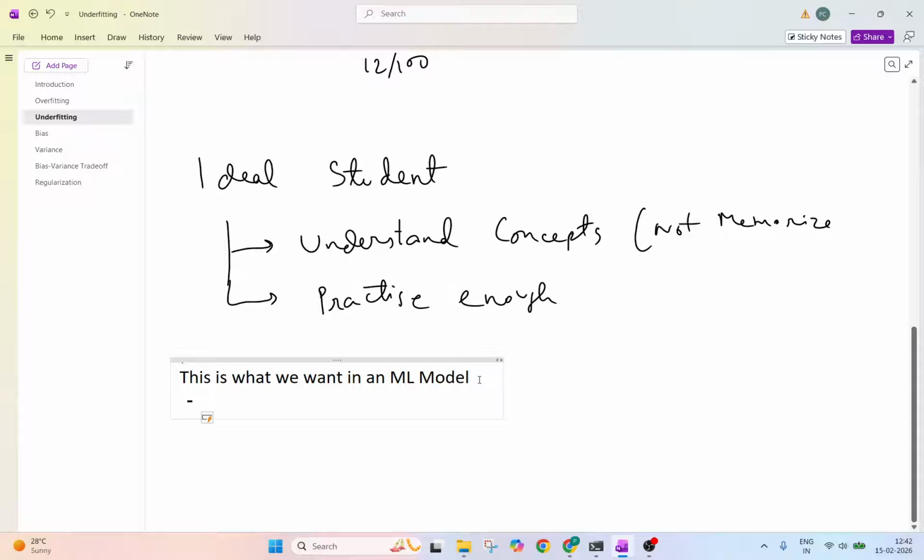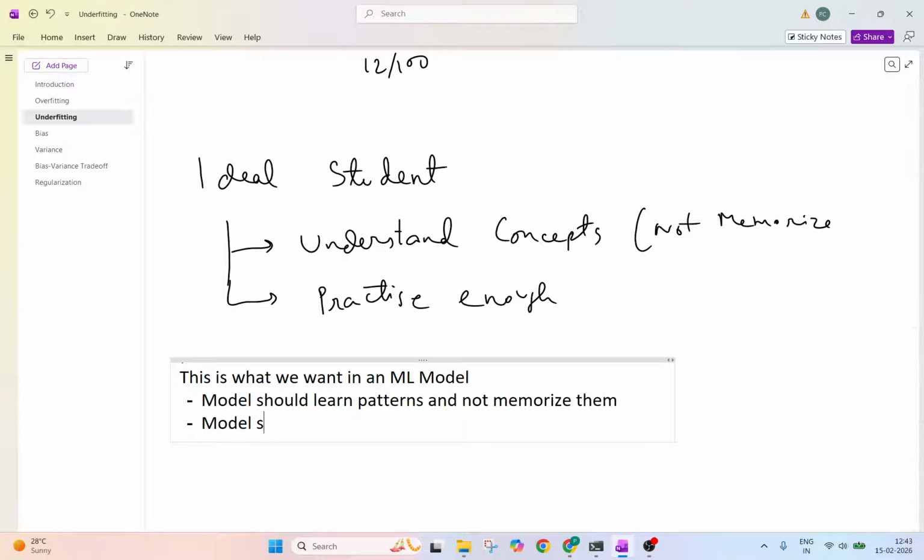The first thing is that the model should learn patterns and not memorize them. The second thing is the model should not be too simple.